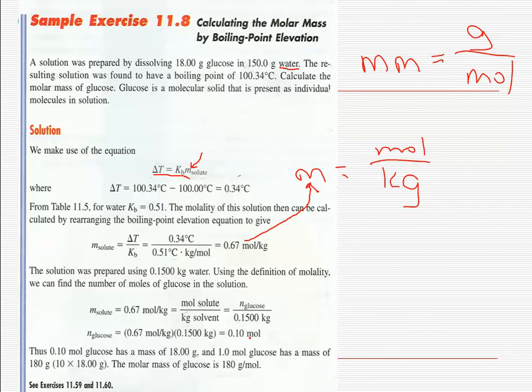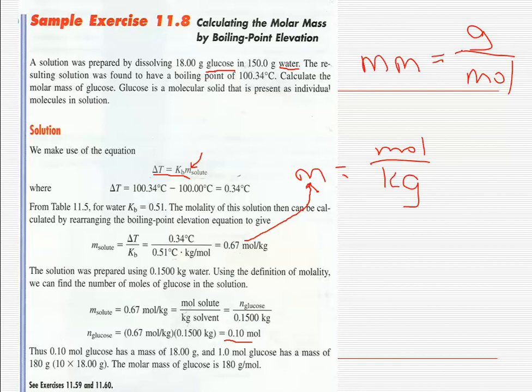Now we have to keep in mind here, what is my solute? My solute is a covalent compound. So for every one glucose molecule I place in the solution, I get one glucose molecule. It doesn't dissociate. So if I have 0.1 moles of glucose in the solution, then I have 0.1 moles of particles in the solution. So this is the value that I will plug in here to find my molar mass down here in the denominator.